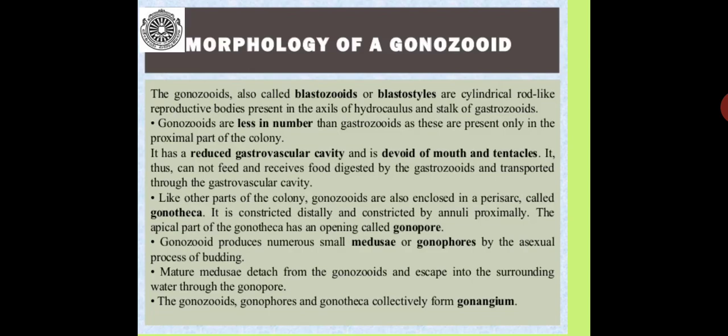It thus cannot feed and receives food digested by the gastrozoids and transported through the GVC, that is, the gastrovascular cavity. Like other parts of the colony, gonozoids are also enclosed in a perisarc called gonotheca. It is constricted distally and by annuli proximally. The apical part of the gonotheca has an opening called gonopore. The gonozoid produces numerous small medusae or gonophores by the asexual process of budding. Mature medusae detach from the gonozoids and escape into the surrounding water through the gonopore. The gonozoids, gonophores, and gonotheca collectively form the gonangium.